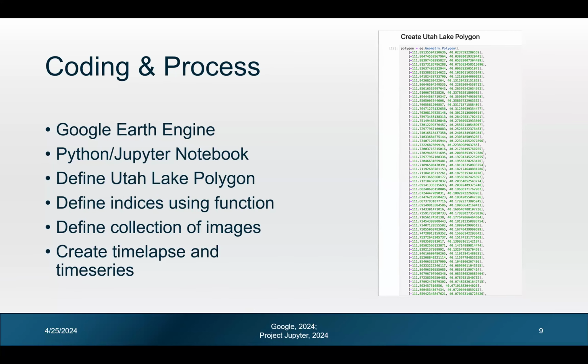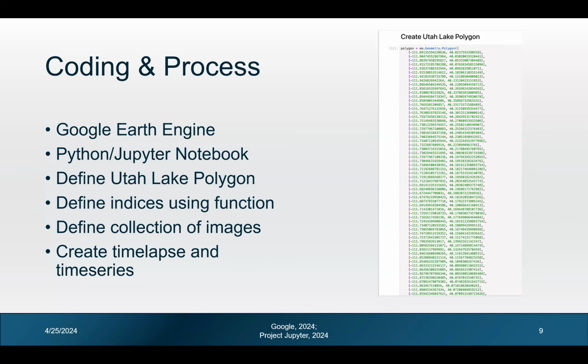Now, for the actual coding process, the main work was done primarily in Python or Jupyter Notebook through the Google Earth Engine API. There are a couple of main steps here, but the first step is that we need to define where Utah Lake is through a polygon. Right now it's done just through point coordinates. It is possible to upload a direct shape file into Google or Python to get a better outline, but GIS is very painful to use for that. So I just decided to make a million points.